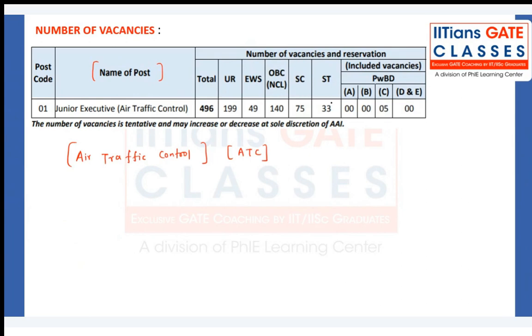Then some vacancies are also reserved for PWD, that is physically handicapped candidates. They have mentioned very clearly that the number of vacancies is tentative and may increase or decrease at the sole discretion of AAI. That means the number may increase or decrease depending on what the authority wants, whatever the recruitment requirements are. The final consideration will be decided by them only. But generally, the number of vacancies they have released will not change much, right?